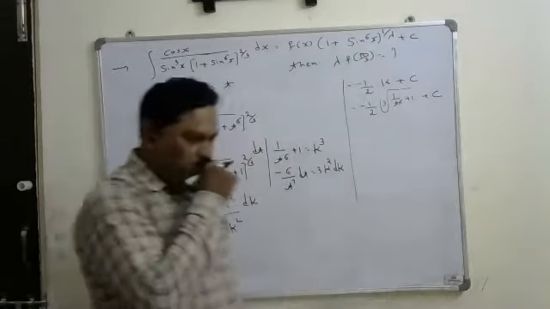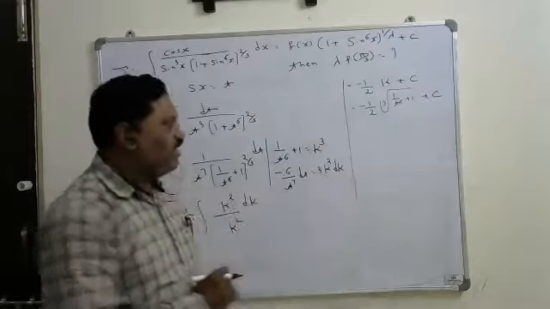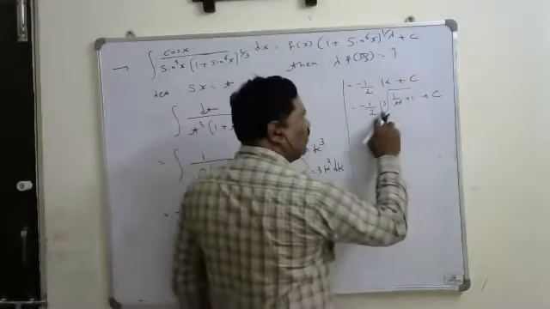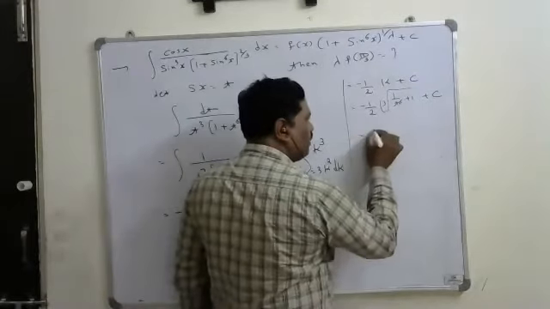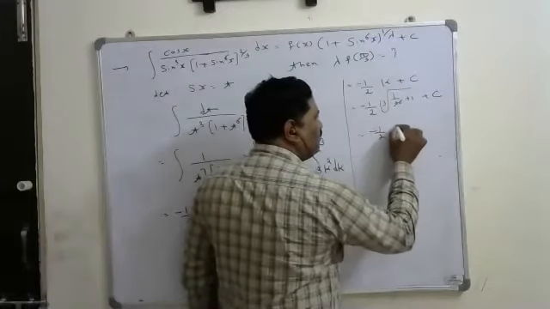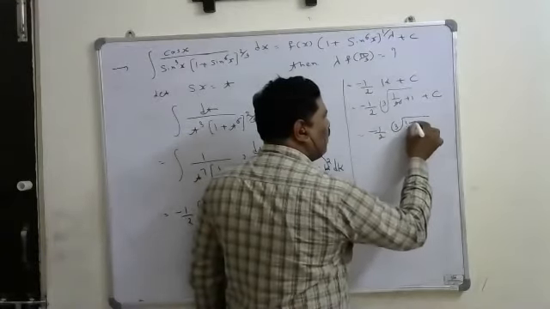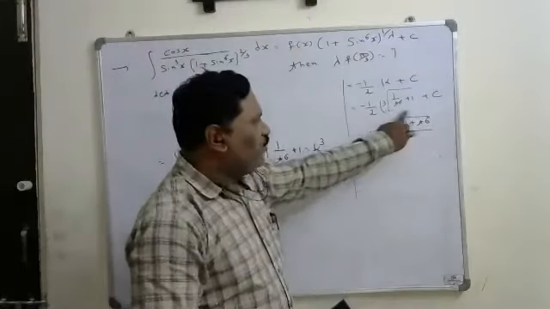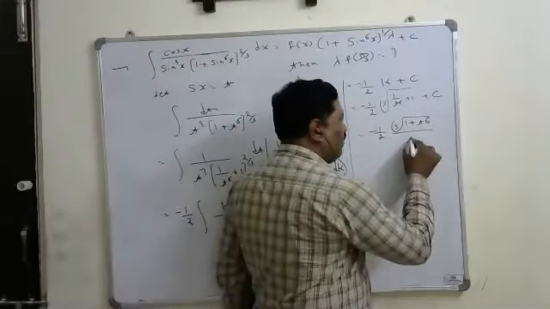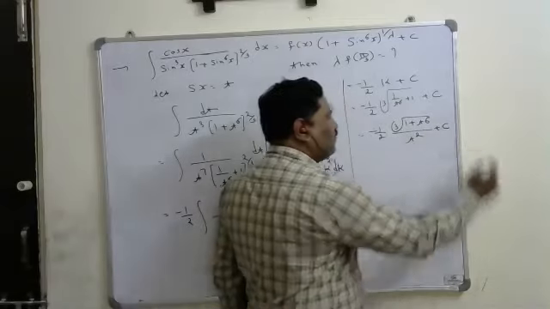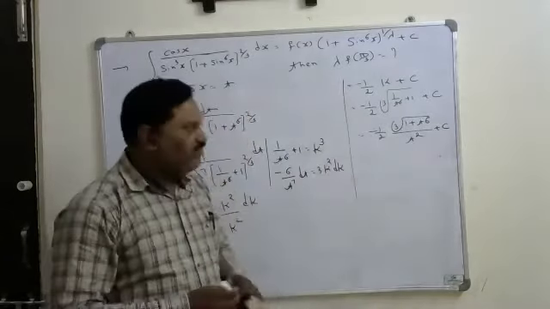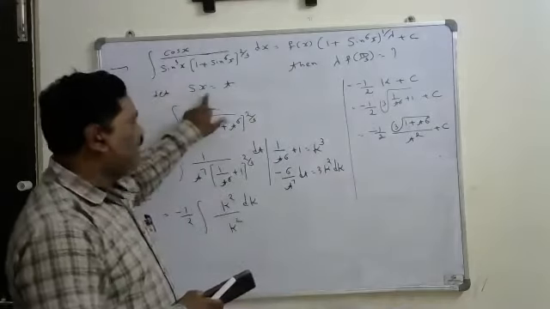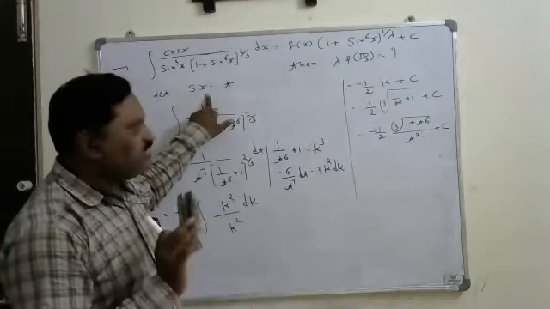Now again, if you take LCM there, LCM is t power 6. So cube root of t power 6 means minus 1 by 2 into cube root of 1 plus t power 6 upon cube root of t power 6, that is t square, plus c. T square plus c. So initially we have taken the value of t as sin x.